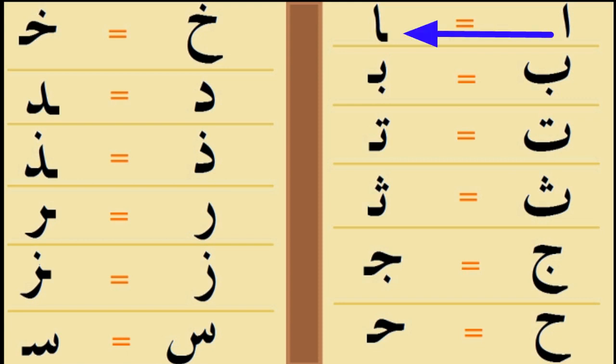A short alif looks like this. A short ba looks like this, just half a ba. This is what a short ta looks like. This is a short tha, the same as a ta but an extra dot. This is what a short jeem looks like. This is a short ha. A short kha looks like this.